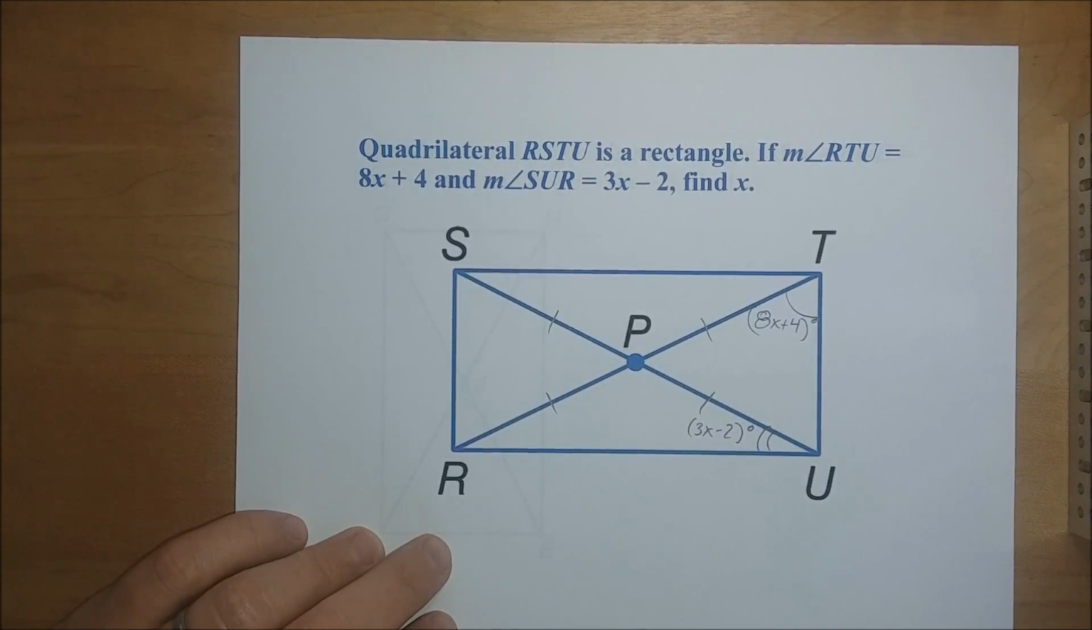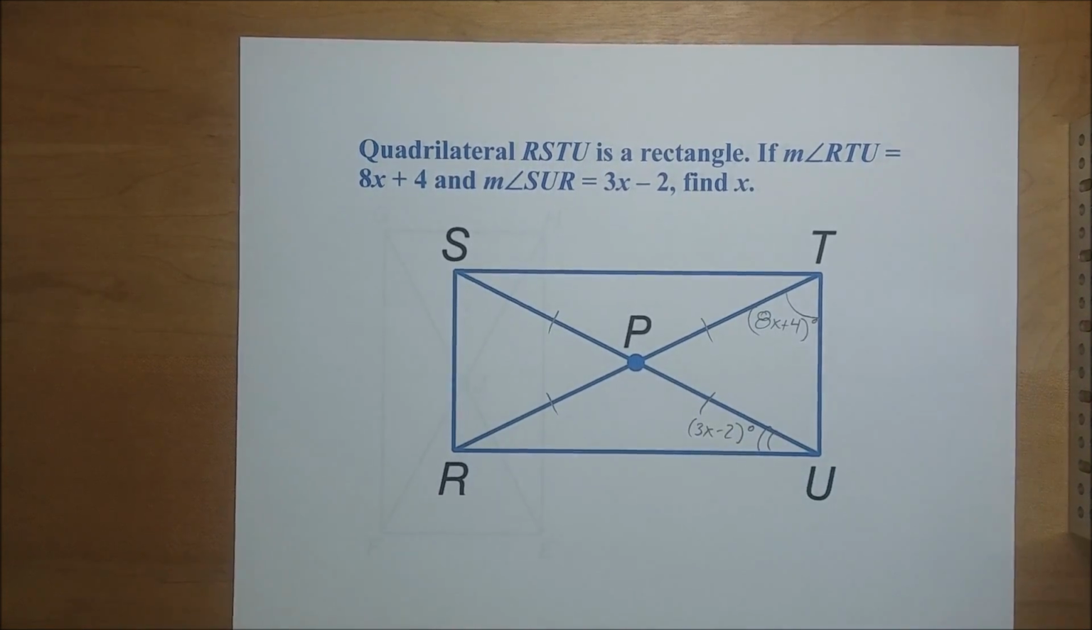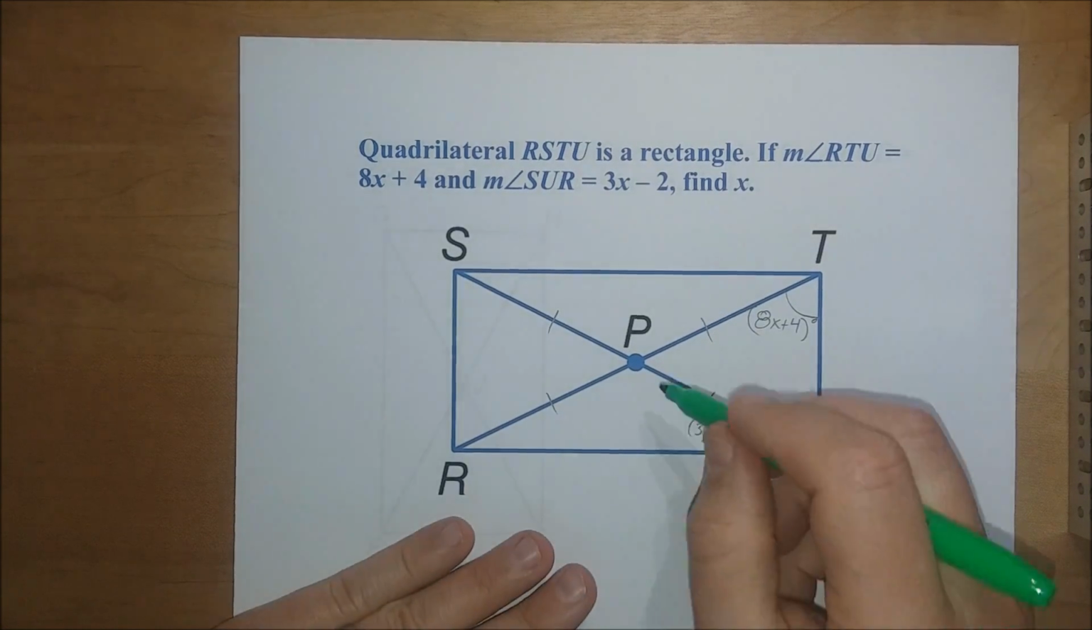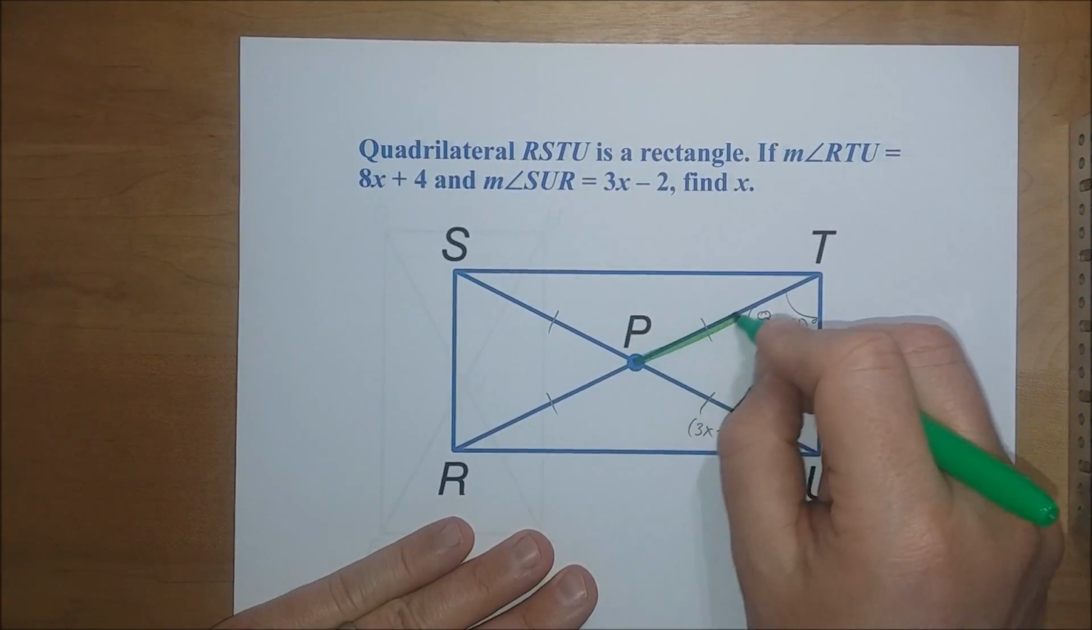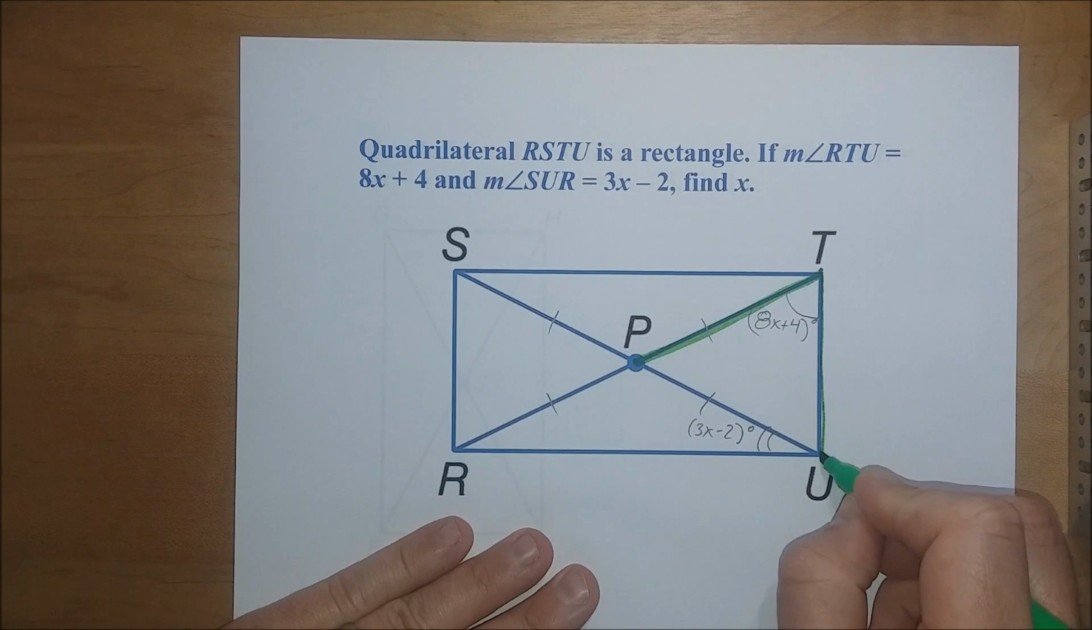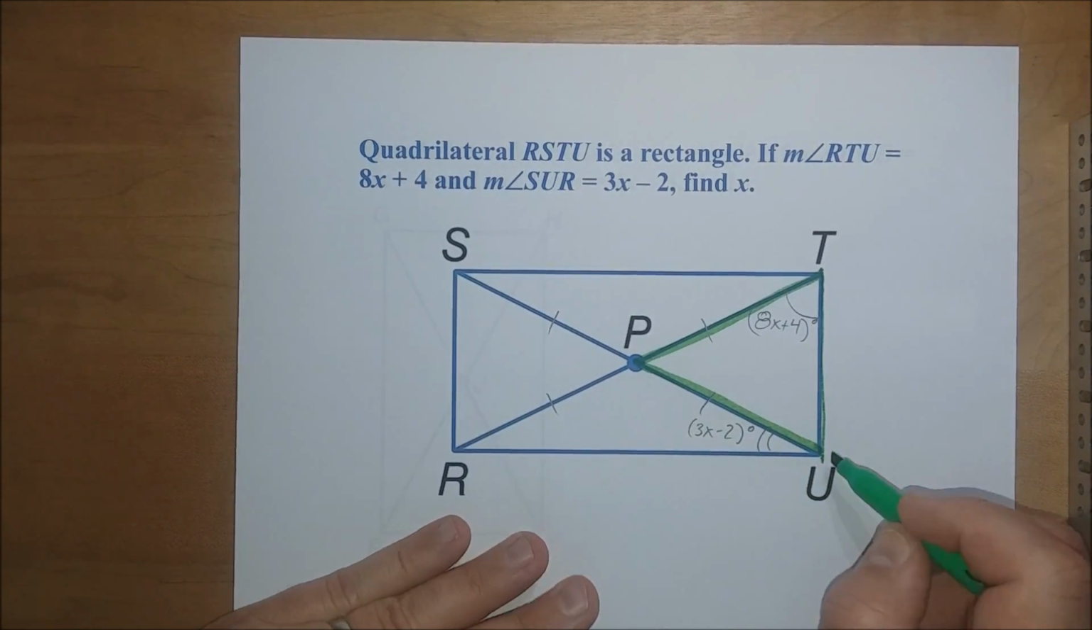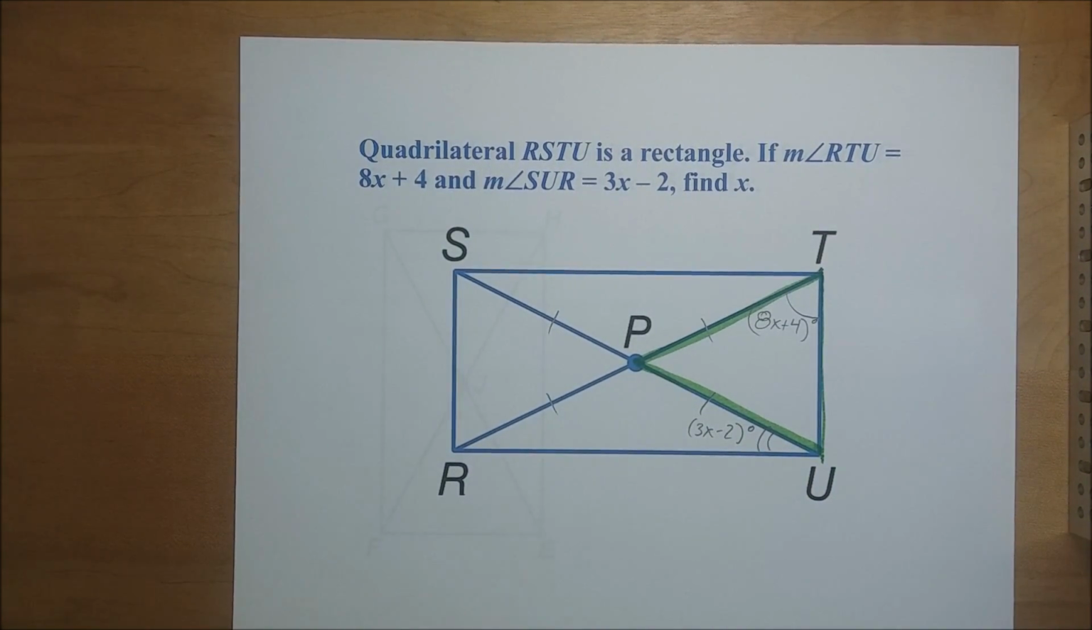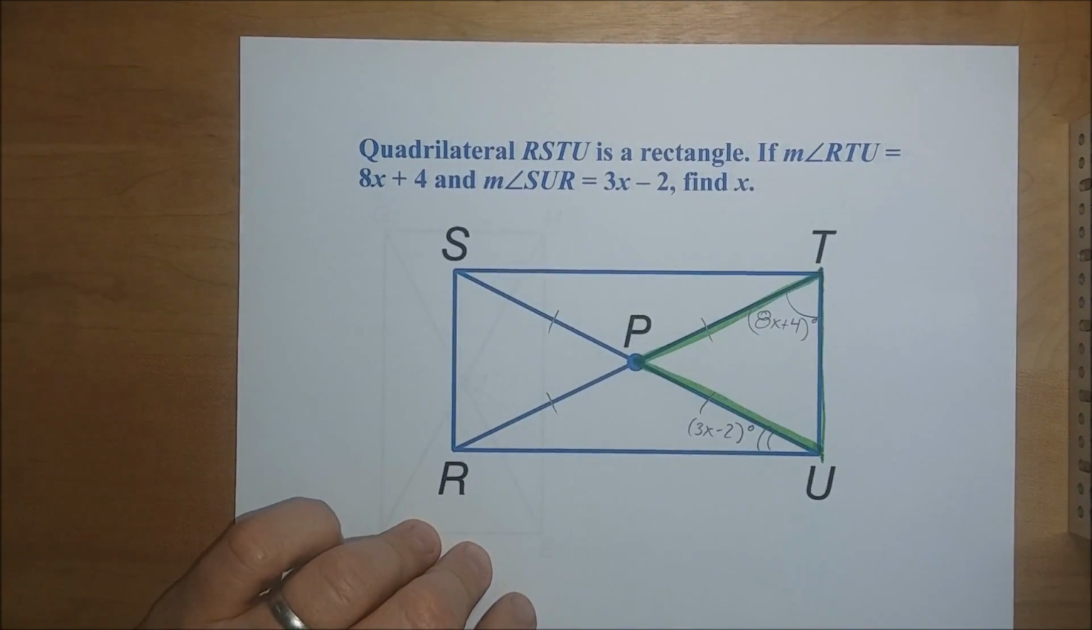And now I'm wondering if you see anything interesting about triangle PTU. This triangle right here. When we draw those diagonals in a rectangle, we end up with some triangles. And what do you see about triangle PTU? That's an isosceles triangle, isn't it? And what do we know about isosceles triangles?